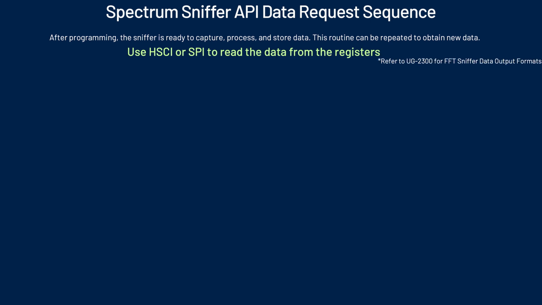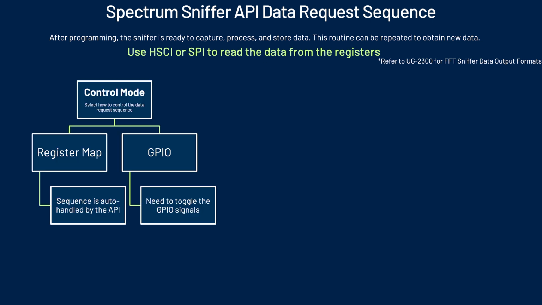Use HSCI or SPI to read the data from the registers, HSCI being the faster option, with a max speed of 1.6 gigabits per second. The user can choose to control the data request sequence by doing writes to the register map or toggling GPIO signals to Apollo. If using the register map as the control mode, the data request sequence is automatically handled by the API. In GPIO mode, the user needs to toggle the GPIO signals to request data.